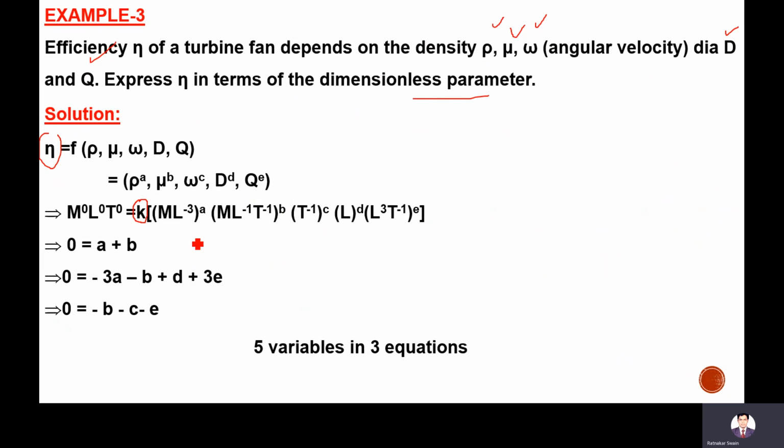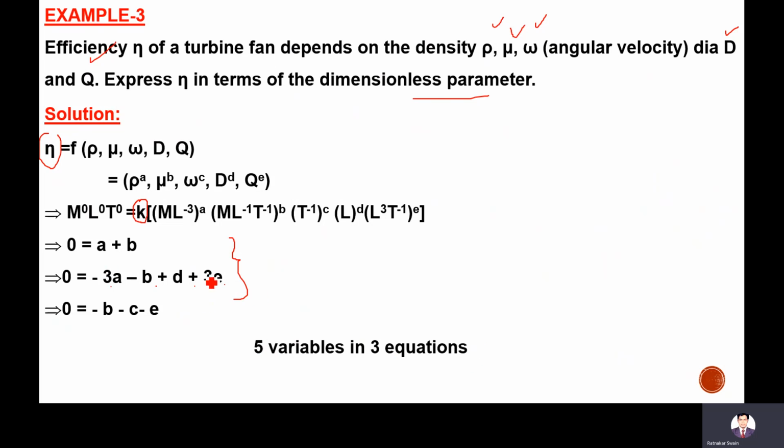So here the powers of M, L, T can be equated with the powers of the MLT on the left hand side. So 0 will be a plus b, 0 will be minus 3a minus b plus d plus 3e, and 0 will be minus b minus c minus e. So here we can write the three equations, but the unknowns are 5: a, b, c, d, e. So in this type of problem, since there are 5 variables and 3 equations, there are 2 extra unknowns. So you have to find 2 variables which are the most important, and other variables can be expressed in terms of these 2 important variables. I mean the powers: a, b, c, d, e.